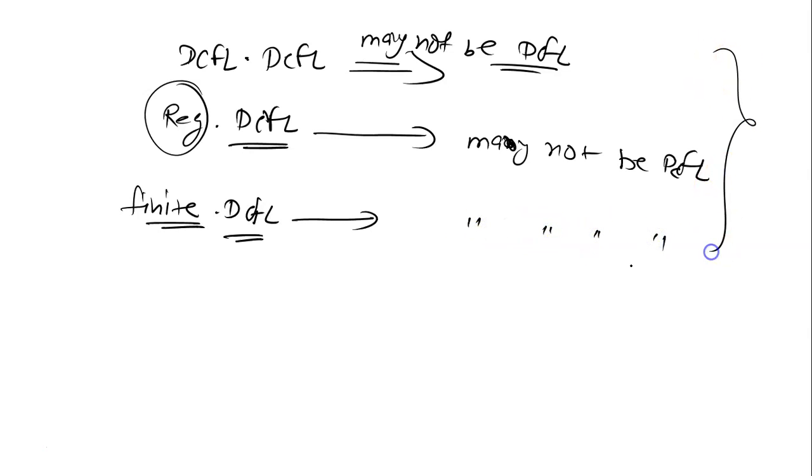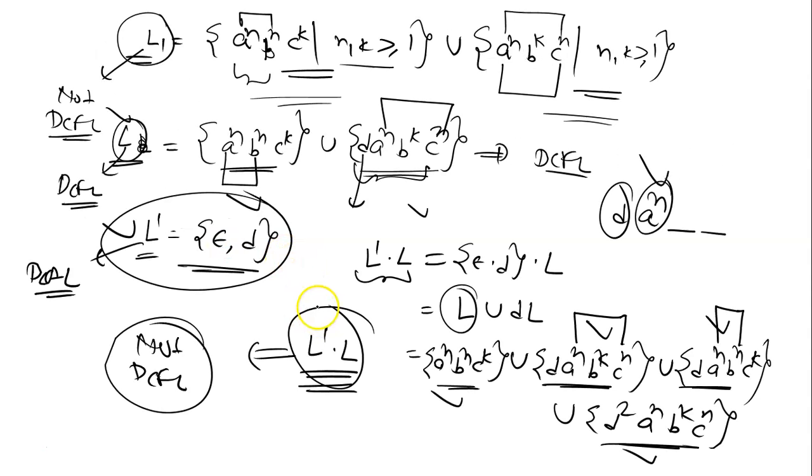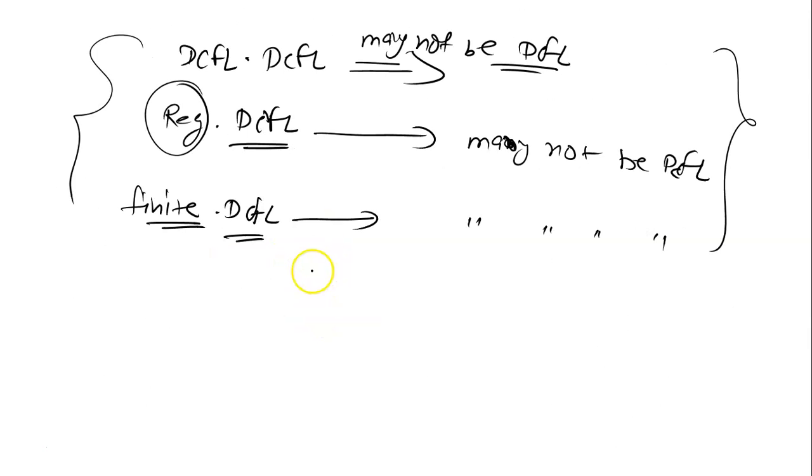So these three results we got from this very simple counter example. DCFLs are not closed under concatenation. DCFLs are not closed under concatenation with regular language. DCFLs are not closed under concatenation with finite language. So these are three important results that we got.